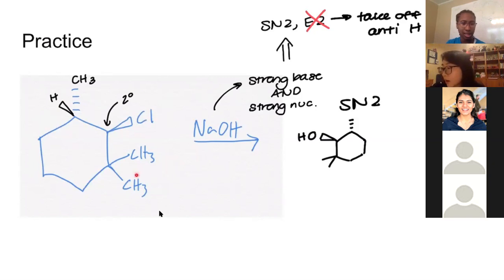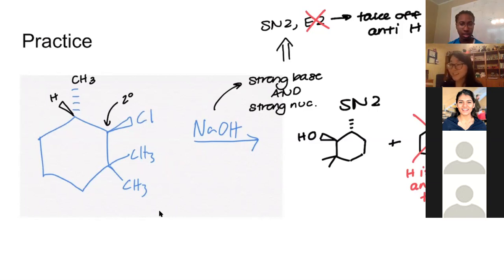We can always check the carbon that is on the other side of the Cl, and we're going to see that there are no hydrogens to take off, just these methyl groups. So we're going to leave him alone. I will go ahead and draw what you would have if it were E2, but I'm going to cross it out. Theoretically, I believe it should be something like this, but again, we're going to cross that out because the hydrogen is not anti. Anyone have questions on that?